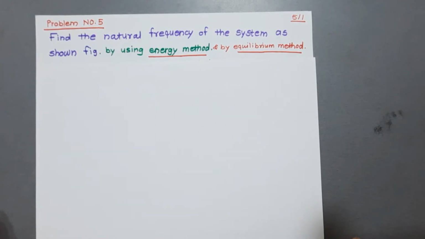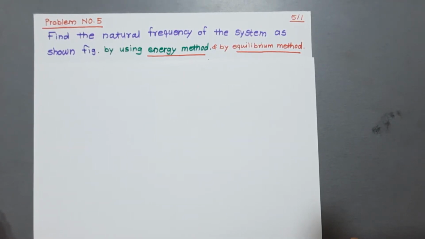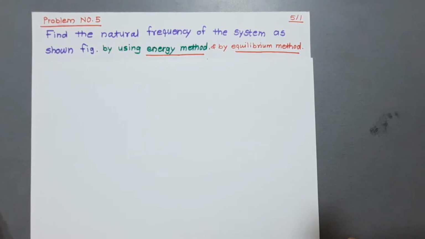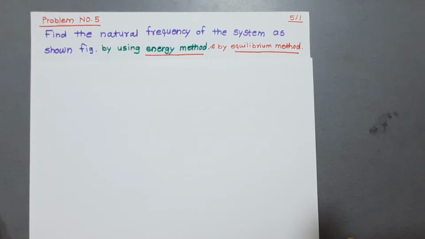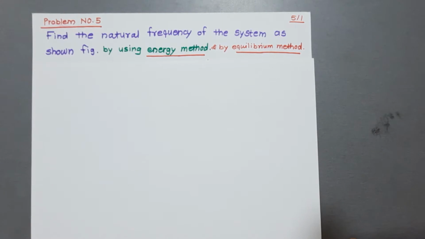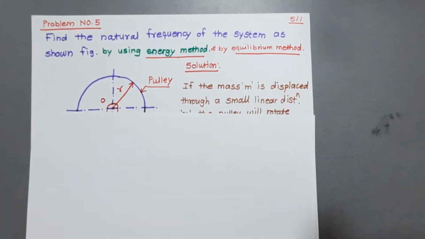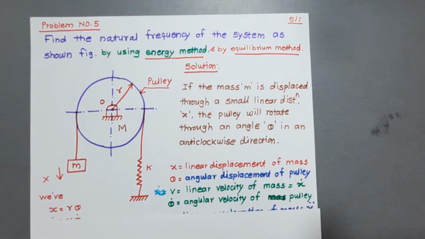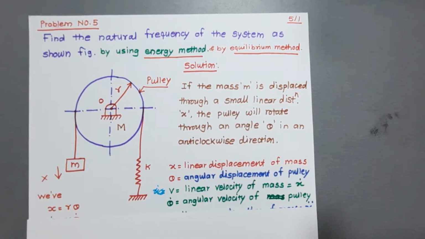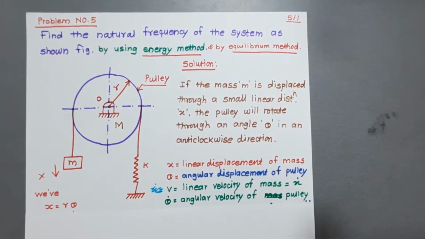Today, we are going to learn problem number 5. Find the natural frequency of the system as shown in the figure by using the first, energy method, and by the second method, that is the equilibrium method. Now, dear friends, this is the given diagram.